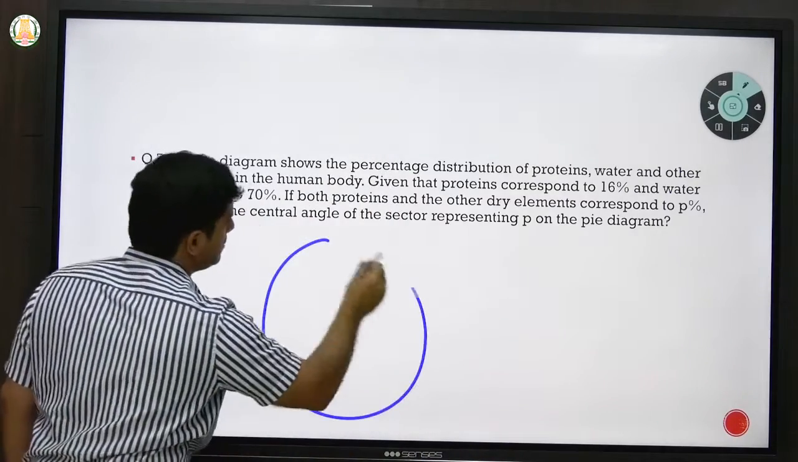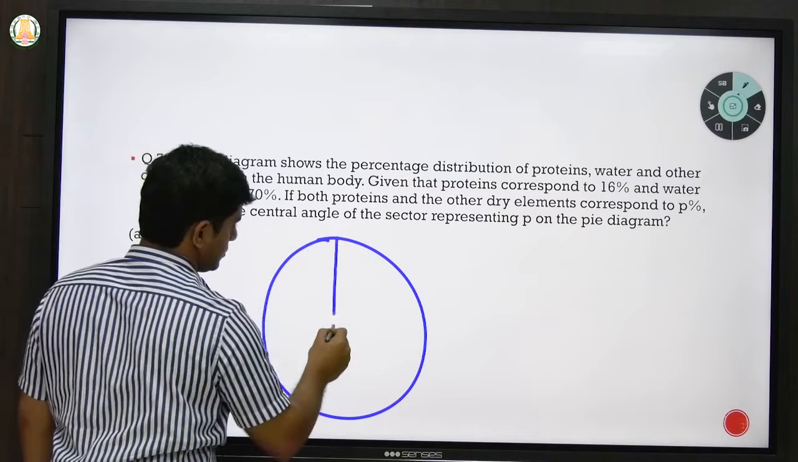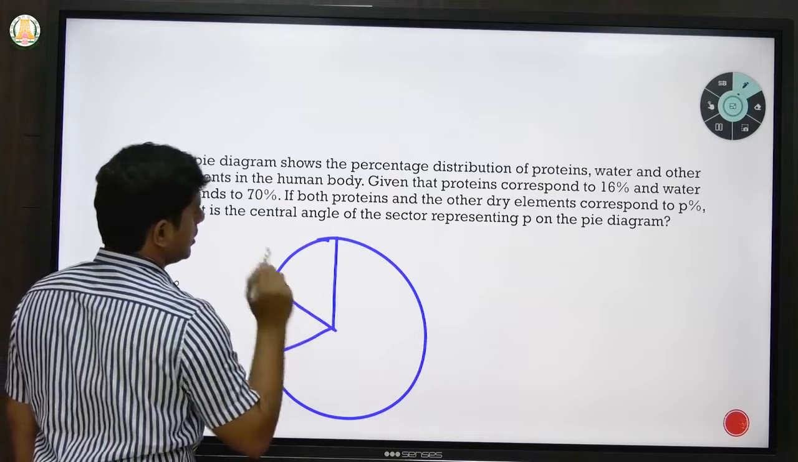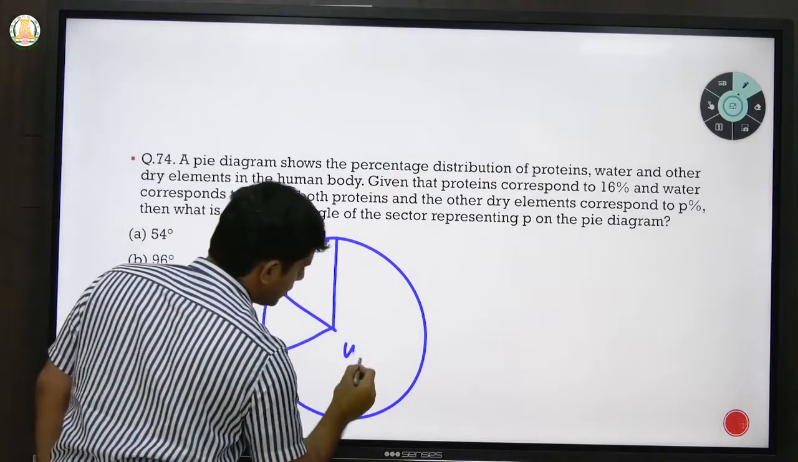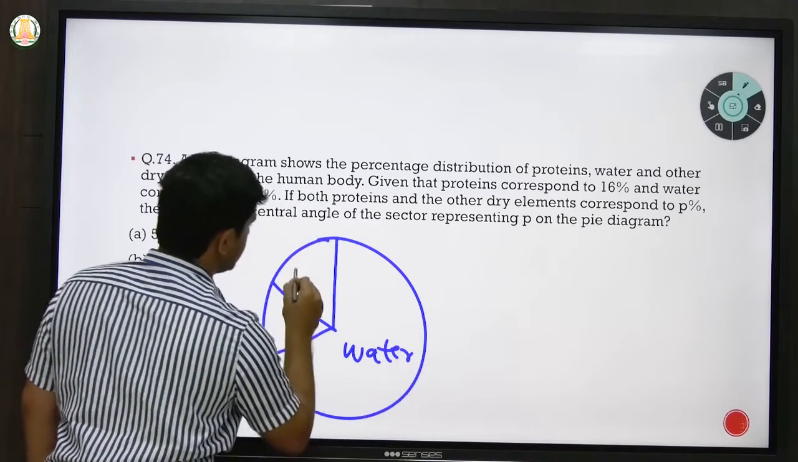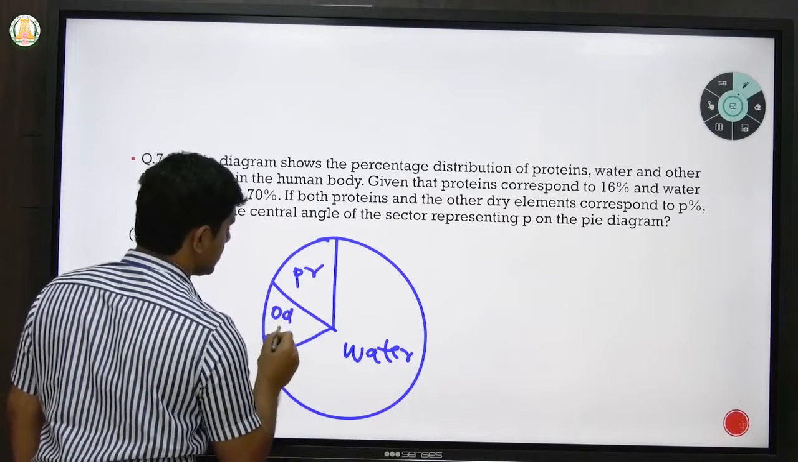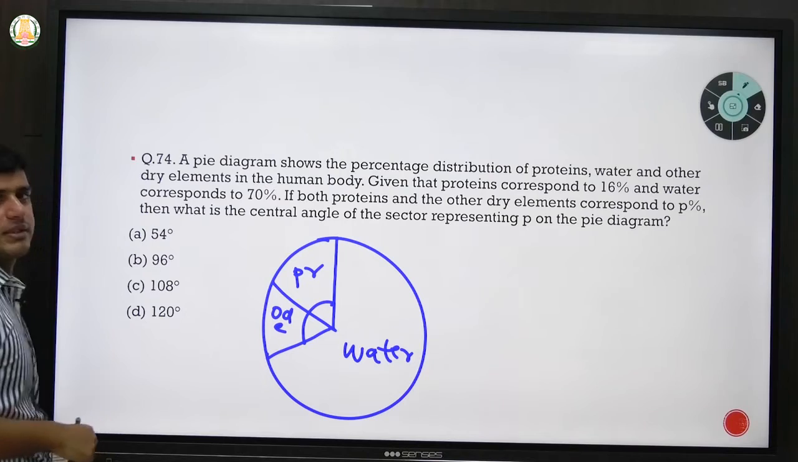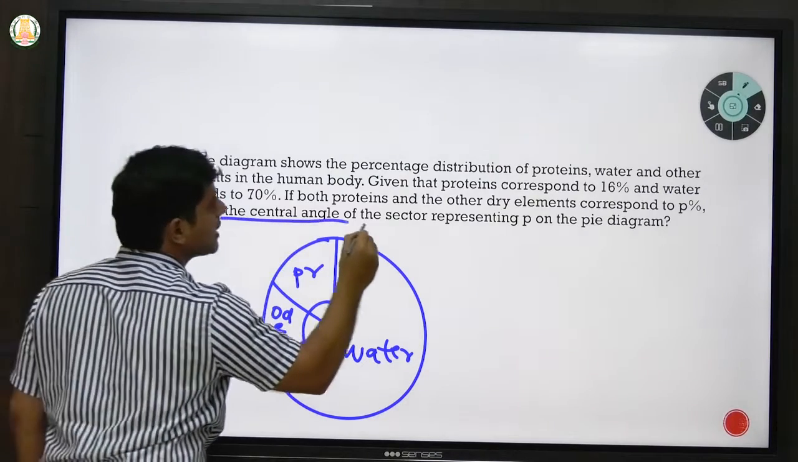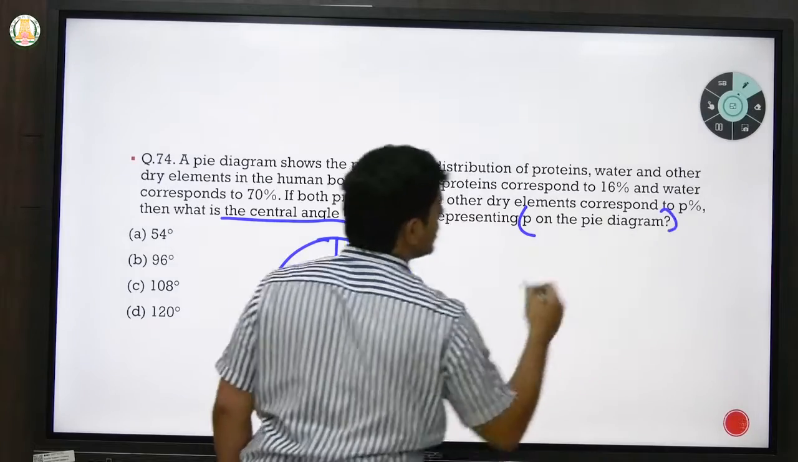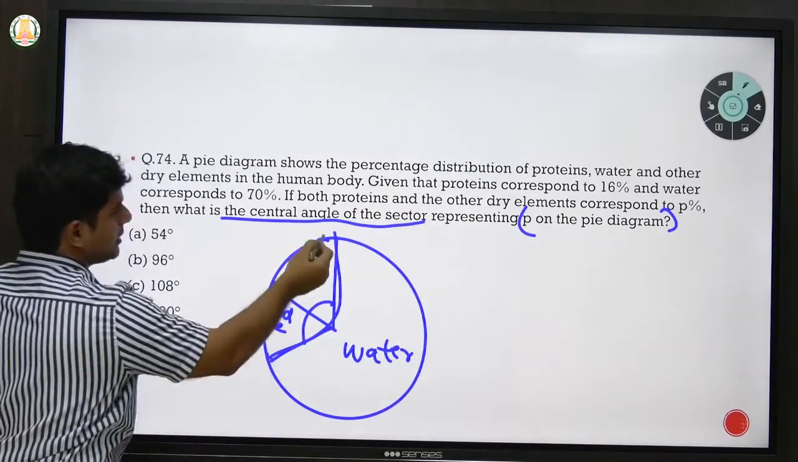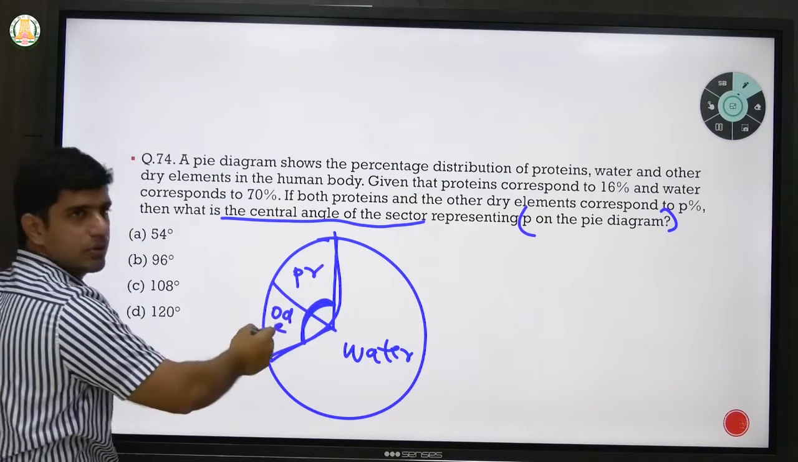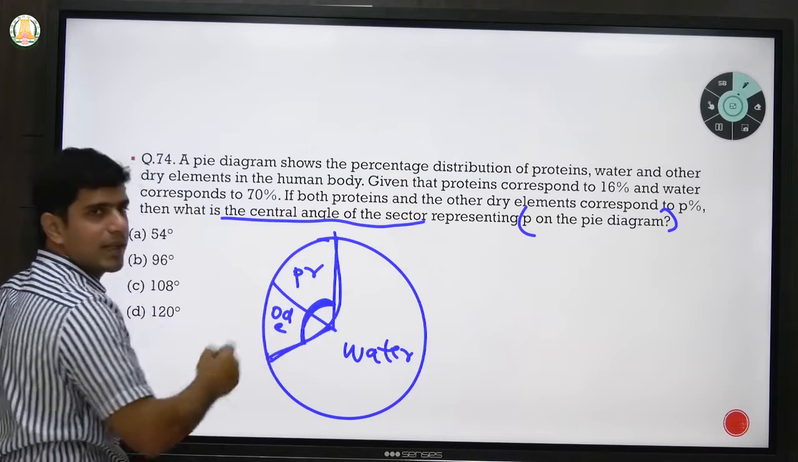Now let's say this is your pie diagram. So this is your water, this is your protein, and this is your other dry elements. Now he's saying, let's say this entire thing is P%. Now what is he asking? What is the central angle of the sector representing P on the pie diagram? So this is the P entire thing, that is protein plus other dry elements, and the central angle is this. So this is the angle which is representing these two together. So he's asking basically how much this angle makes.